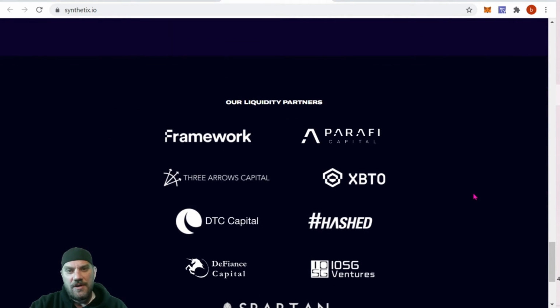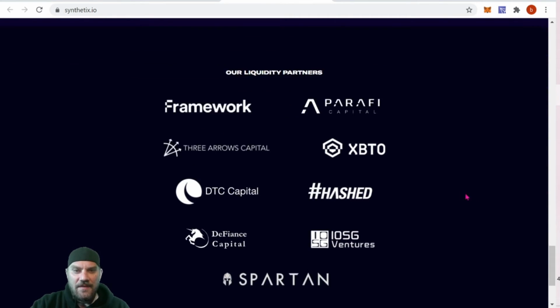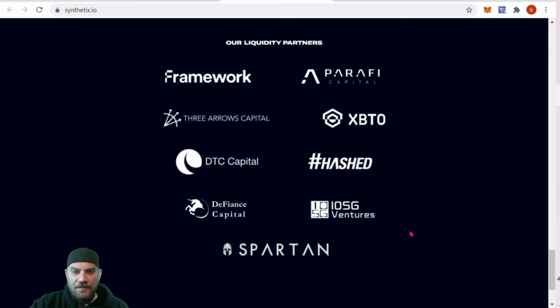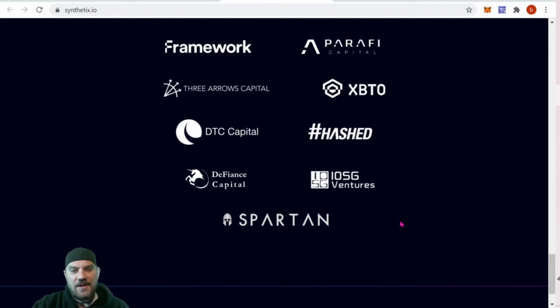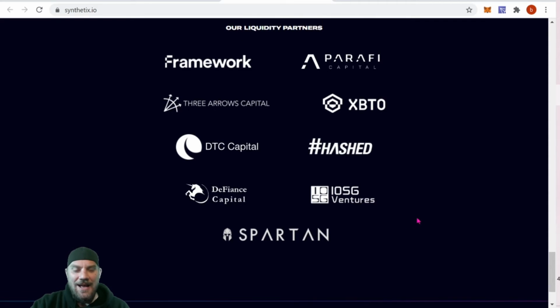Coming down to the partners, we see Framework, Parafi, Three Arrows Capital, XBTO, DTC Capital, Hashed, Defiance Capital, IOSG Ventures, and then right here Spartan. So I just covered Spartan Protocol the other day. They're looking to get into Synthetix, and most likely they're going to be using SNX for that.